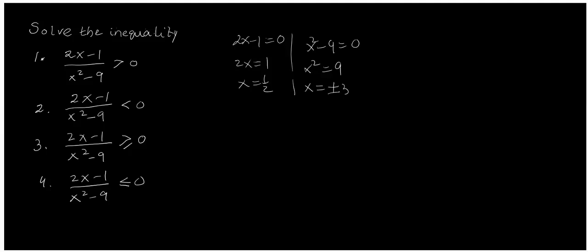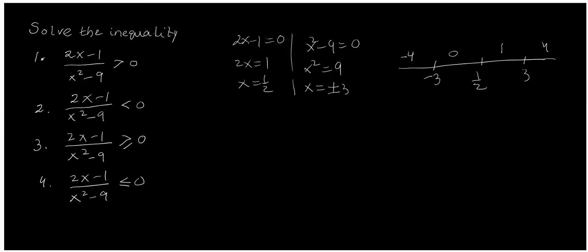All right, so now we take the number line here. First you put -3, then you have 1/2, and after that you have 3. So put all this on the number line. Now choose the test points. Left side of -3, you can choose -4. Between -3 and 1/2, you can choose 0. Between 1/2 and 3, you can take 1. And after 3, you can take a test point 4.